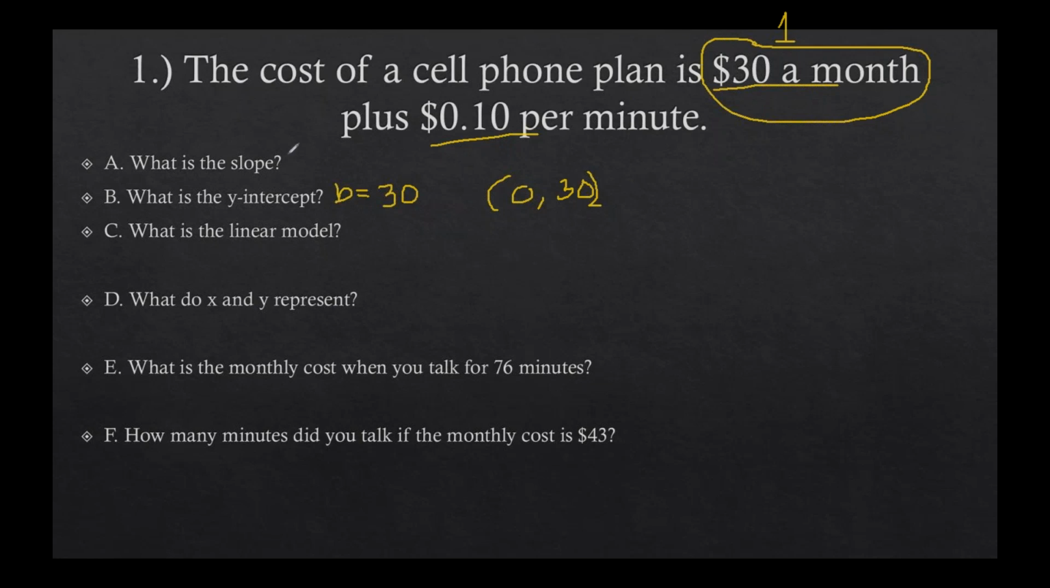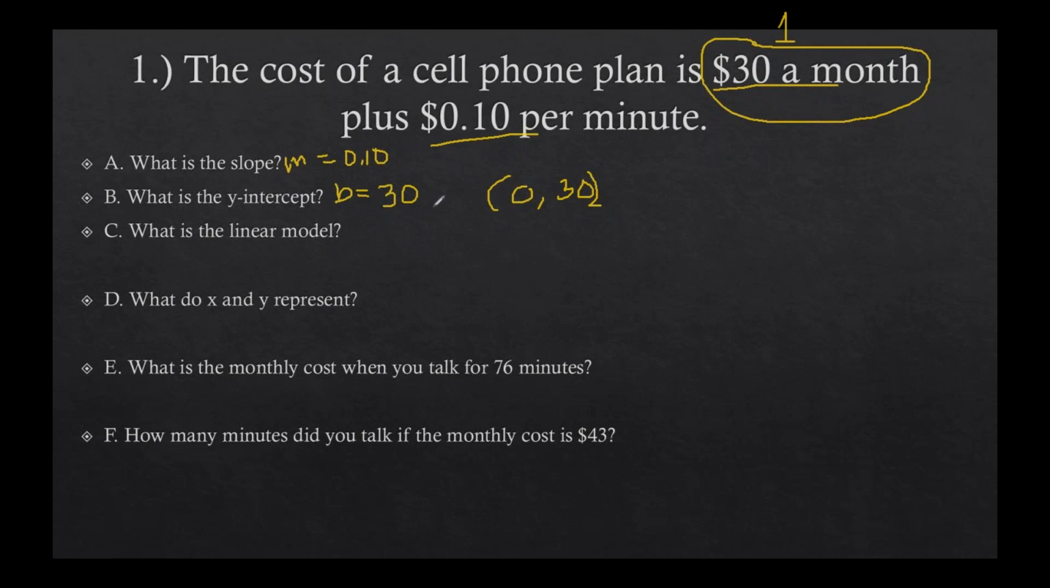It represents your slope. So your slope is 10 cents a minute. In this case, it's just 10 cents because it's recurring. If I talk for 1 minute, it's 10 cents. 2 minutes, 20 cents. 3 minutes, right? It just goes up. Every minute you talk, it goes up the same amount. So it's a constant change and it happens over and over and over.